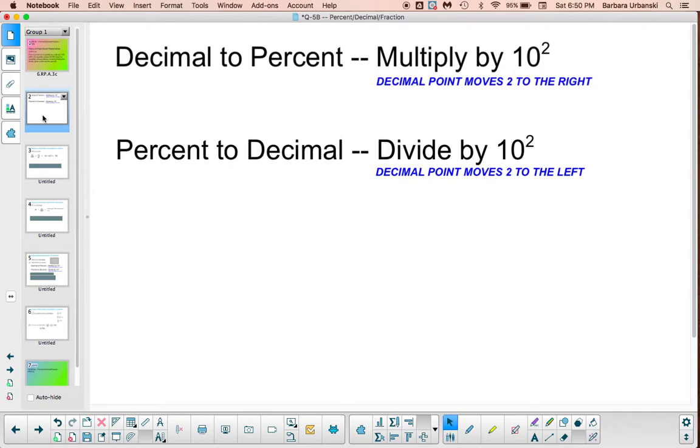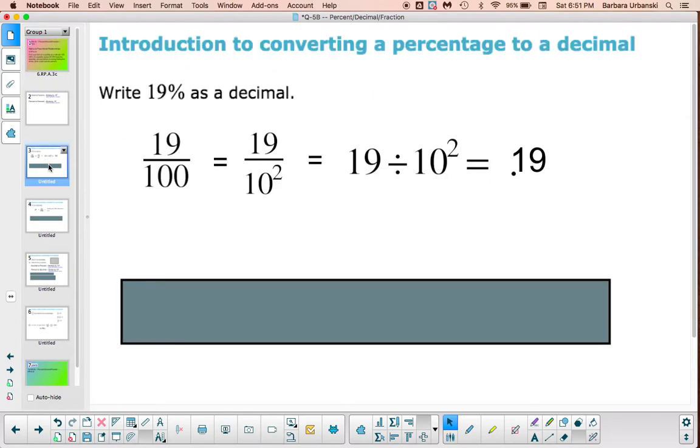If you have a percent and you need to convert it to a decimal, it's going to be just the opposite. You're going to divide by 10 to the second power, or divide by 100, and that means your number is going to get smaller by two place values, and so you will move your decimal point 2 to the left. So let's take a look at the problem.